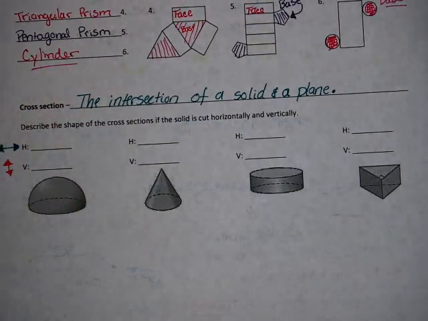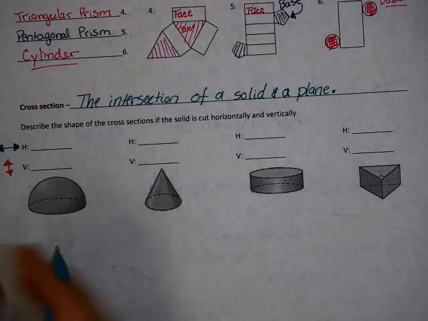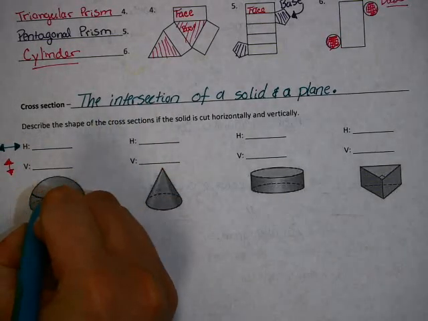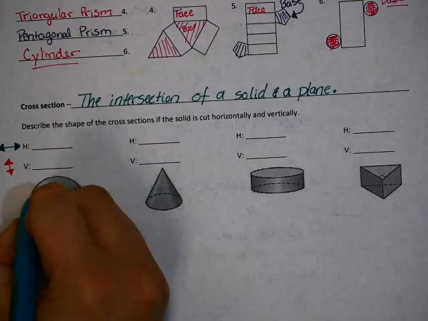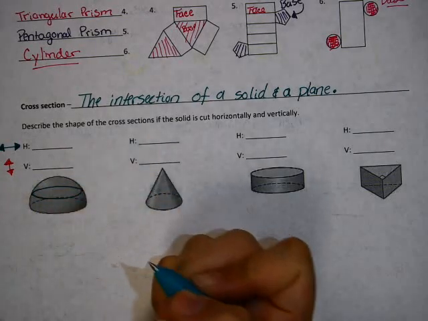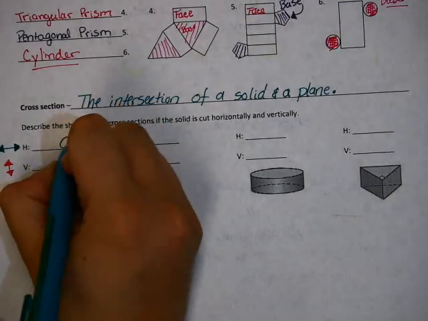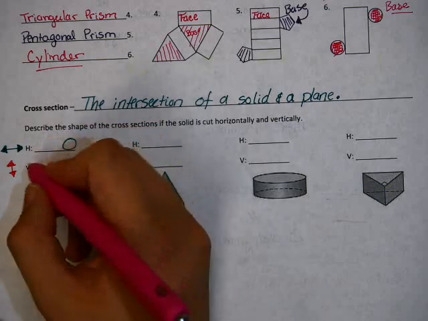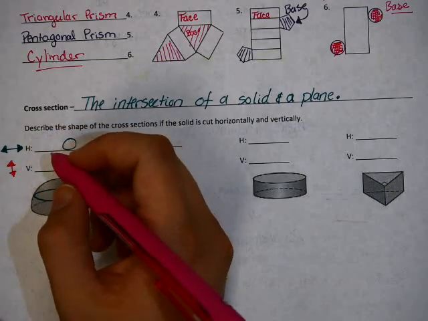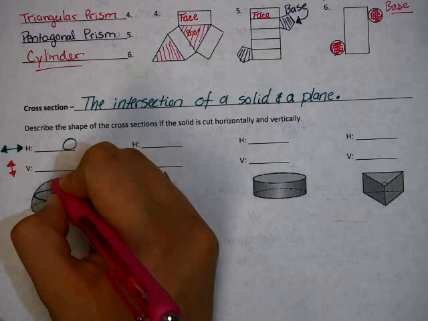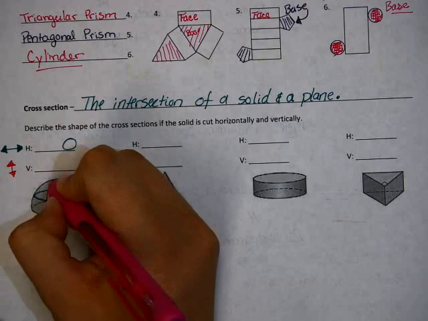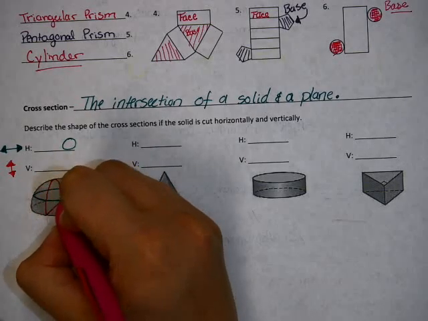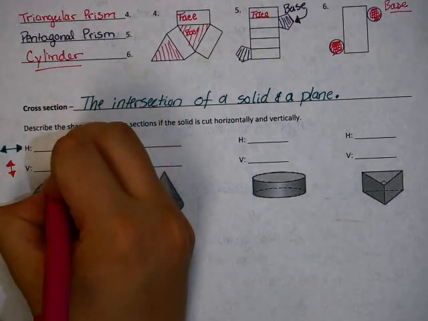So our cross sections are going to be planes that intersect the solid, right? That's our definition. So let's start with the horizontal. If I draw a plane around this, it's going to be the shape of a circle, right? So I'm just going to draw the shape. If I were to draw a vertical plane that would go through this, the shape that would come out, if I draw from here to each point, is going to become a semicircle.